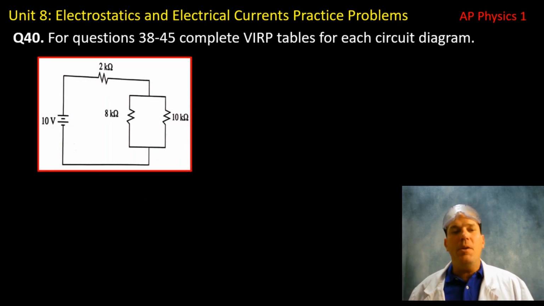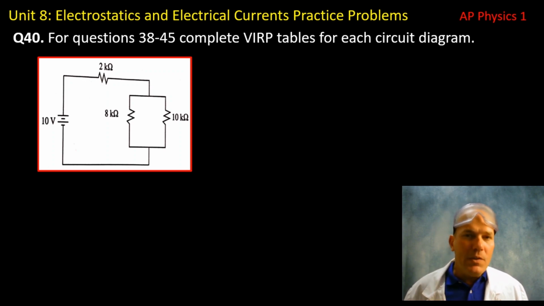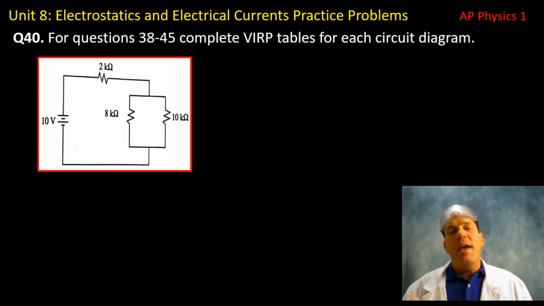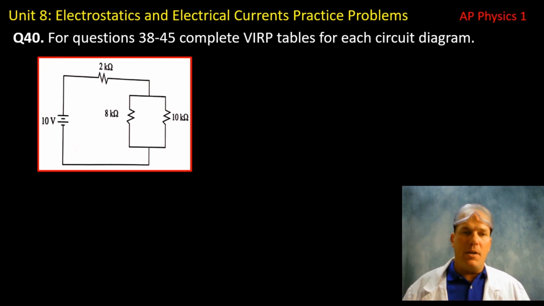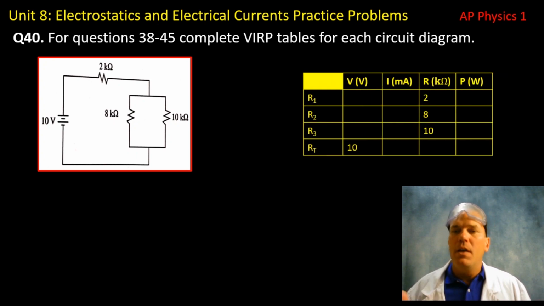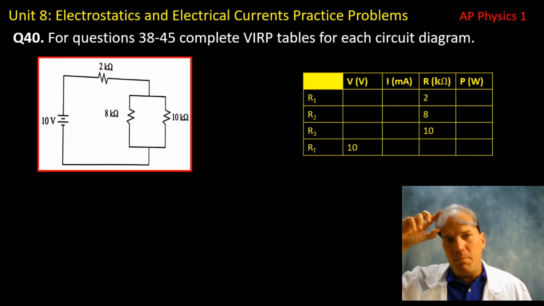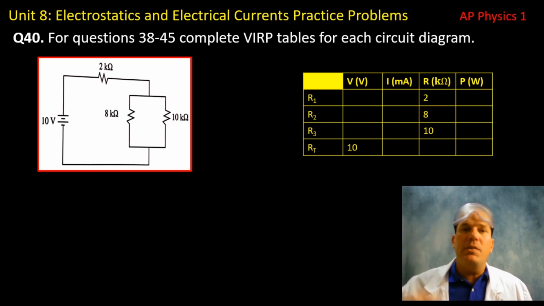In the next problem, we have a circuit in which we have one resistor in series and two resistors in parallel, and together they make up the entire circuit. Let's get a VERP table started. We have the values for all three resistors. These values are in kiloohms, which means we'll use milliamps to express the current, although you don't have to do that.